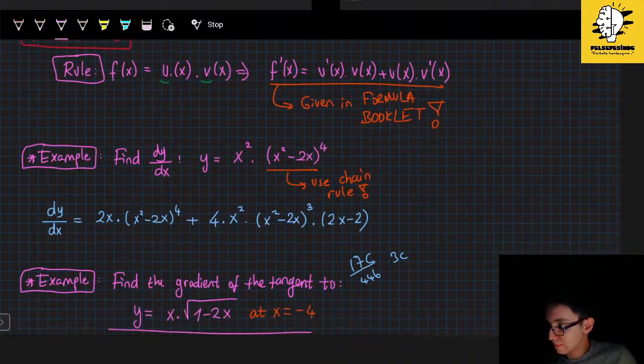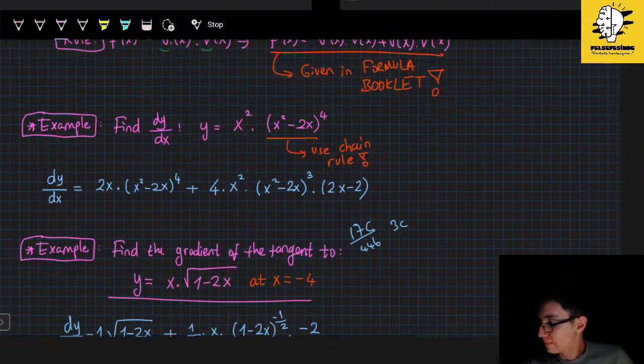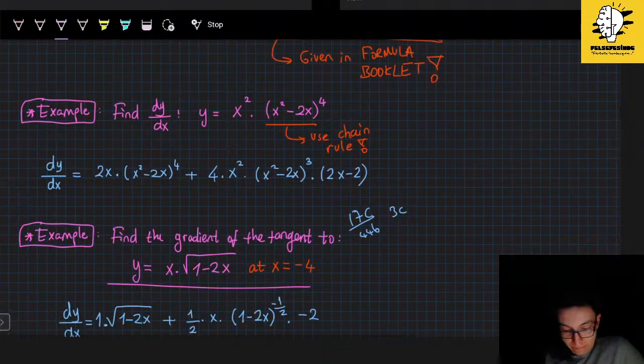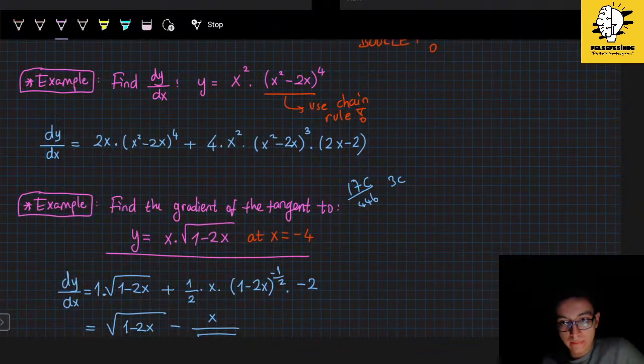As you can see, guys, it is given that we have x squared times x squared minus 2x to the power of 4. We have to use chain rule and also product rule. Okay, let's take the derivative of x squared first. When we take its derivative, we can see that it is 2x times x squared minus 2x to the power of 4. It stays, we don't touch it. And plus, we don't touch x squared here.